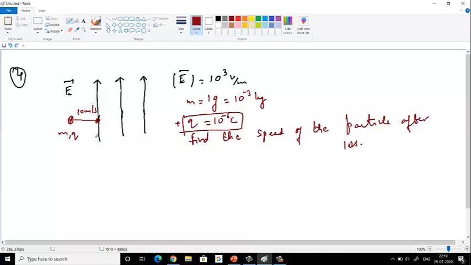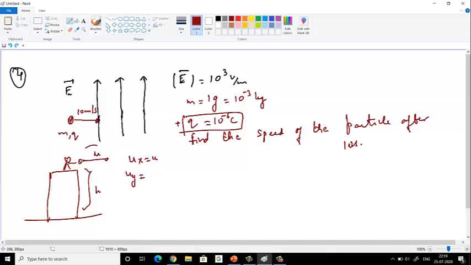So you can compare it to the case you learned in the first chapter, kinematics, when you throw a particle from the top of a building with some velocity in the horizontal direction. We can say that ux is equal to u. Ux means initial velocity in x direction. Does this velocity have any component in the y direction? No. So uy is equal to 0 meters per second. Initial velocity in the x direction is the velocity with which you are throwing the particle.